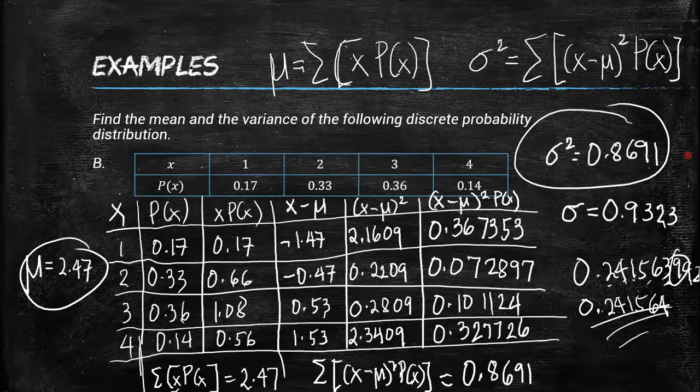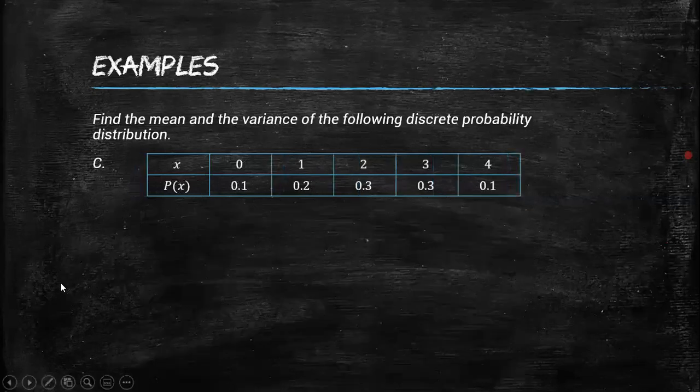Wala na rin po. Okay, sige. Medyo maliwanag na sa inyong class. Okay, sige. Ngayon class, don't worry, may isa pa tayong example, pero mas madali-dali lang to ng slide. Okay, so find the mean and the variance of the following discrete probability distribution.